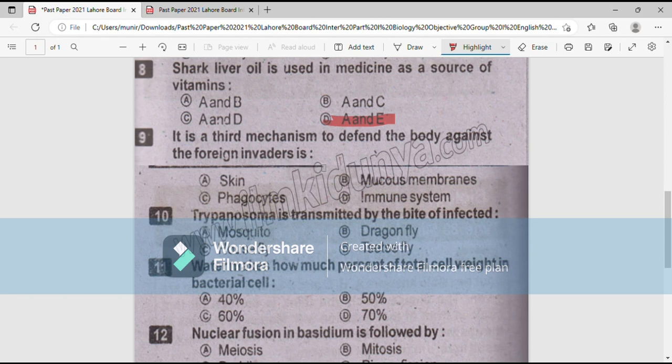But here in the question, we have a question about the third mechanism. The third mechanism, or third line of defense, is option D, the immune system. The skin, mucous membranes, and the phagocytes, the other three options, are incorrect, and these are the first line of defense.